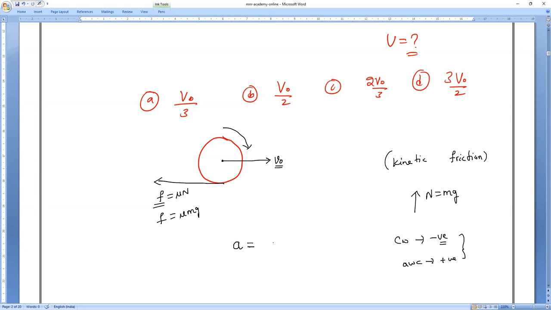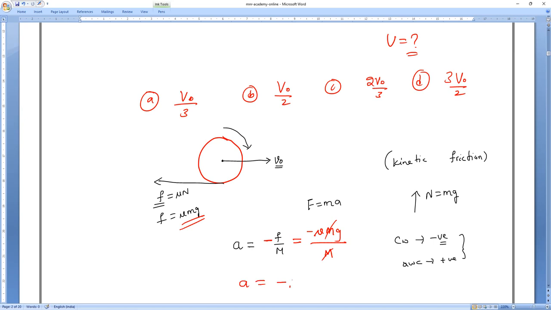The acceleration of this body is, we all know, force by mass. F is equal to ma, so a is equal to F by m. Now tell me whether this is negative or positive acceleration, because friction is exerting and it is clockwise. It is negative. F means mu M g, with capital M, divided by capital M, so capital M and capital M get cancelled.